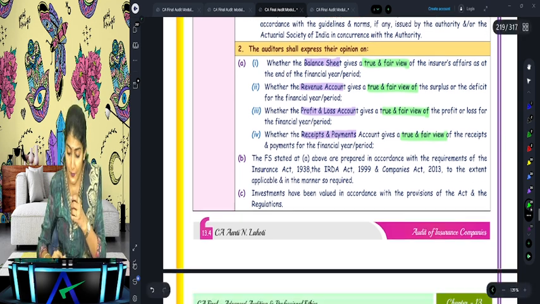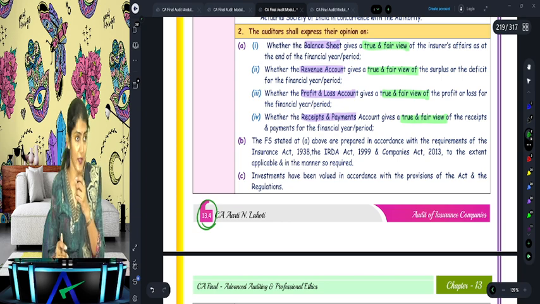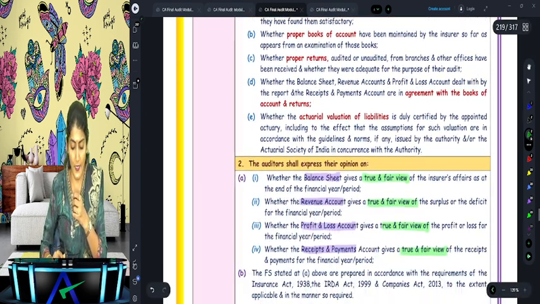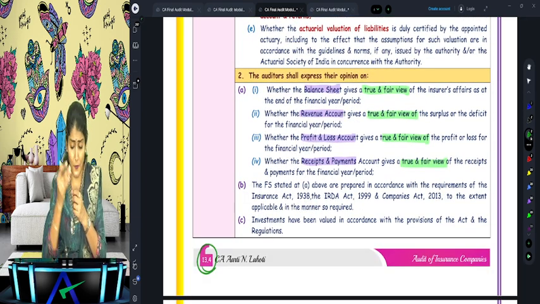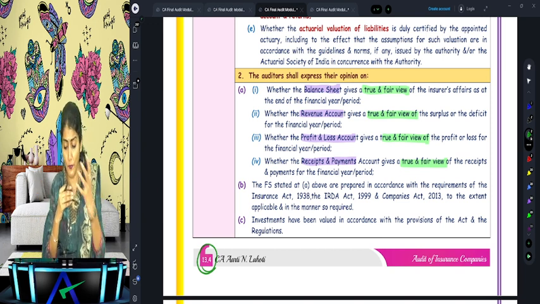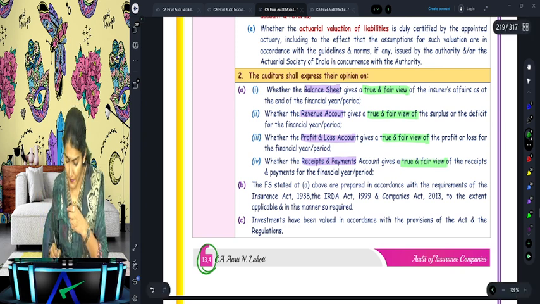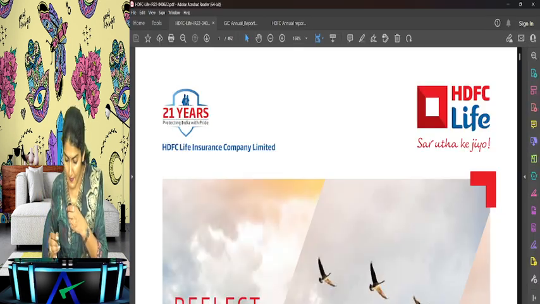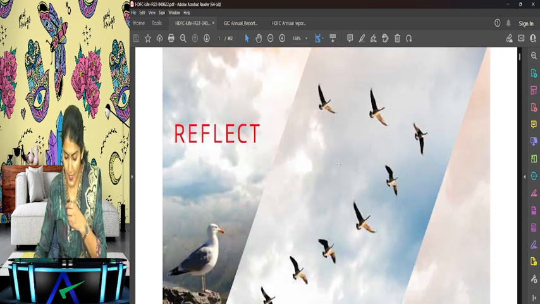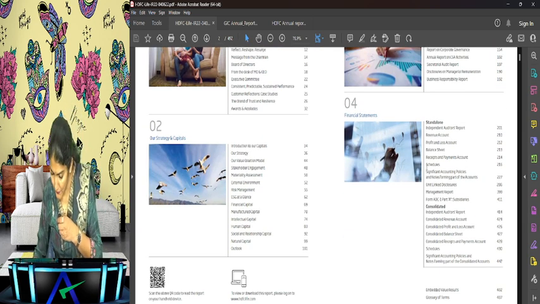Did you know where I mark this? Page number 13.4, towards the end over there, where we talk about the contents of the audit report. So balance sheet gives a true and fair view, revenue account gives a true and fair view, profit and loss account gives a true and fair view, and the receipts and payment account gives a true and fair view. Okay, so we talk about the financial statements of an insurance company.